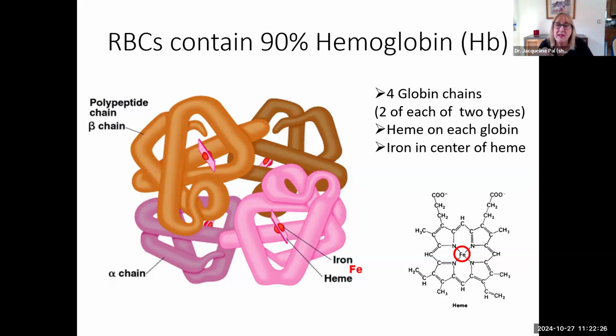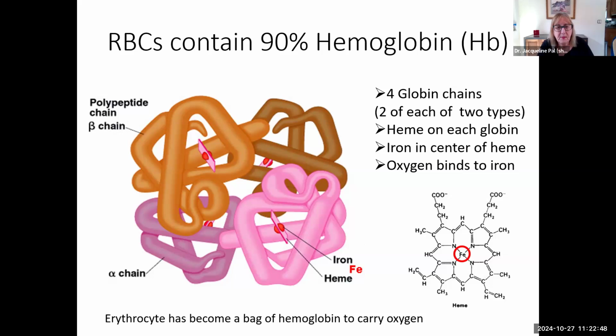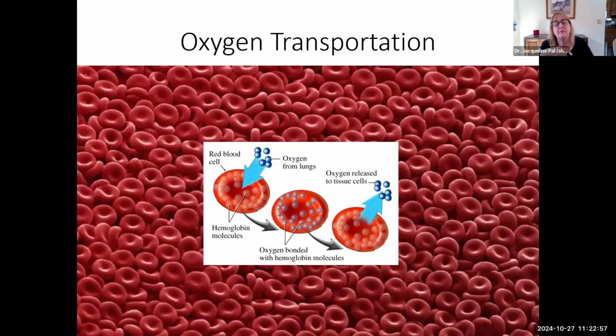This is important because it is to this iron, which is a positively charged molecule, that oxygen, which is negatively charged, will bind. Okay, so this shows that one oxygen can bind to each of these irons. Basically what we're saying is this erythrocyte has become a bag of hemoglobin to carry oxygen throughout your body.